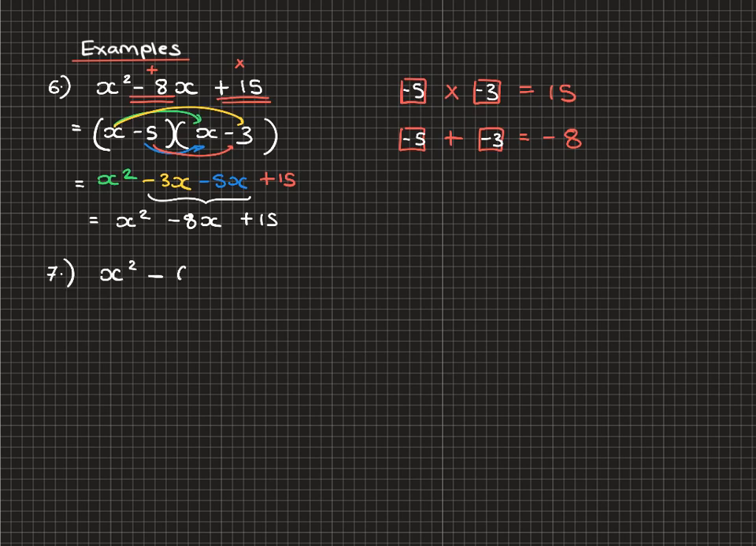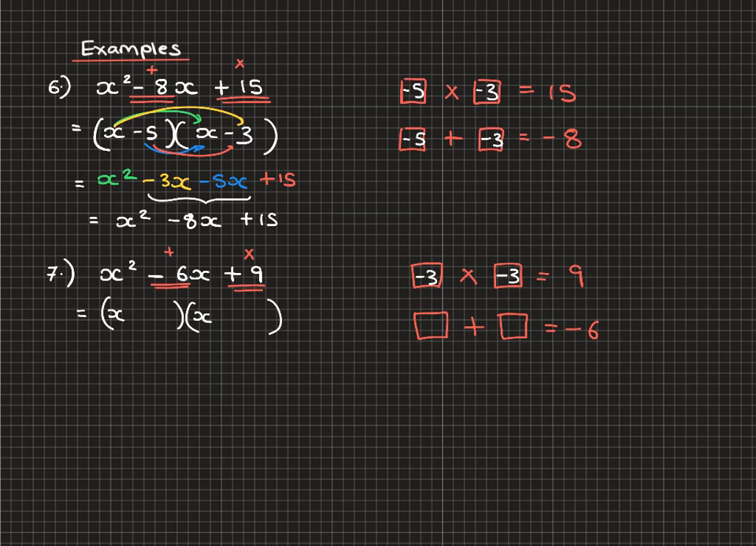X squared minus 6x plus 9. So our pair of numbers have got to multiply together to give me positive 9, and they've got to add together to give me -6. So what pair of numbers will do that? Stop and think for a second. How will you find two numbers that multiply together to give me a 9, add together to give me a -6? Well, again, it's two negative numbers. -3 multiplied by -3 gives you positive 9, -3 add -3 gives you -6.